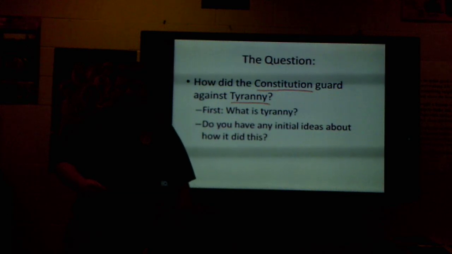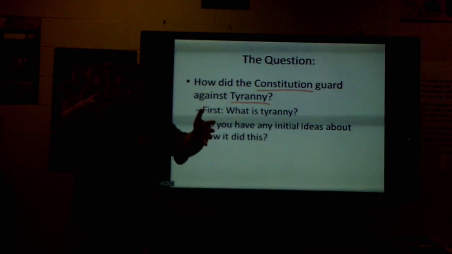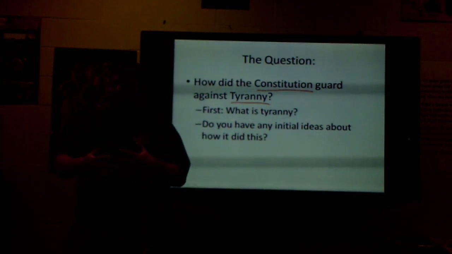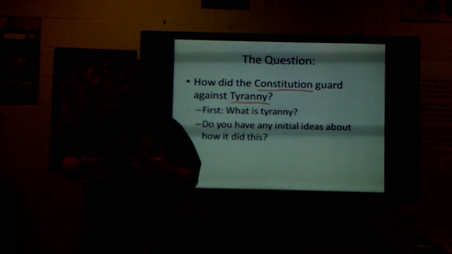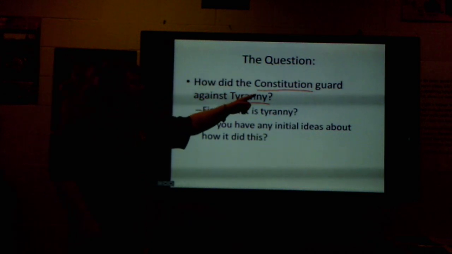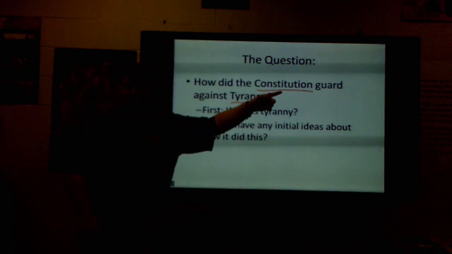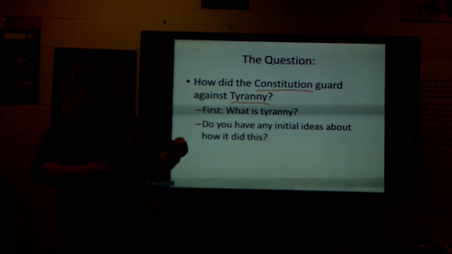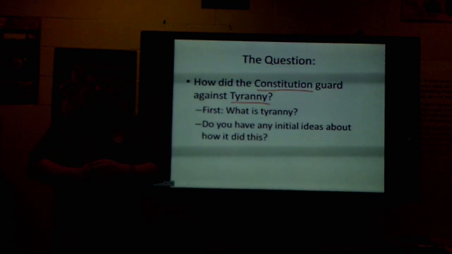Not a good leader. A powerful leader who... Powerful, cruel, abusive, corrupt. That's what we mean. That's probably the best way to put it. A person who abuses their power is a tyrant, okay? So the question is, how does our Constitution, which is our social contract between the people and the government, protect the people from one tyrant taking over?